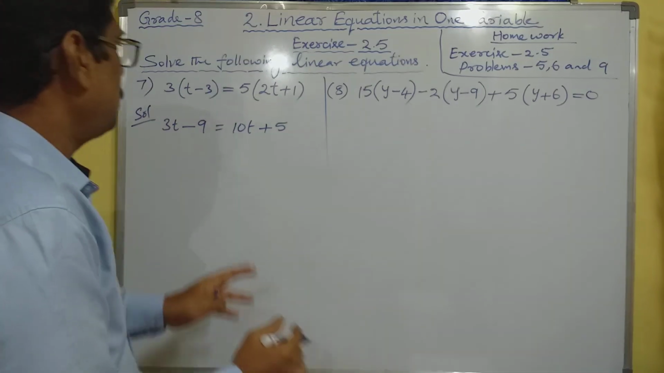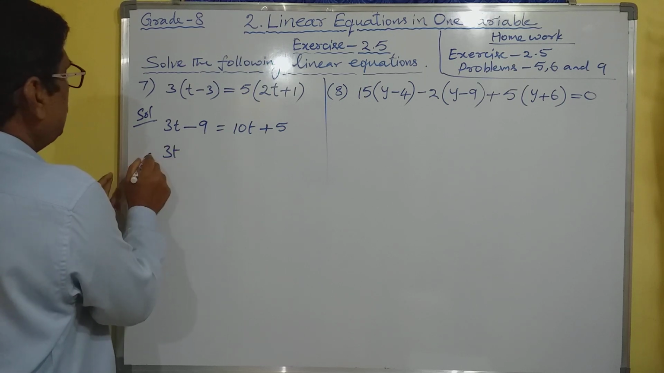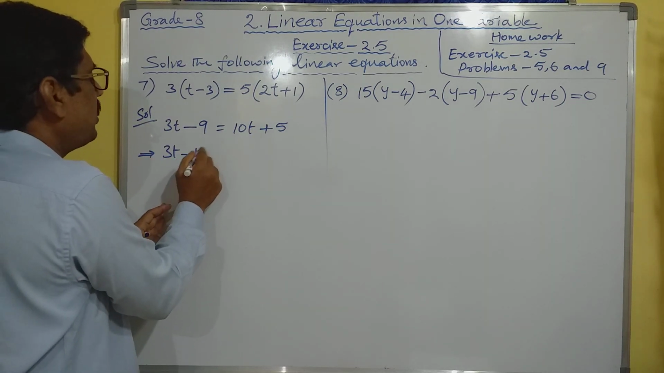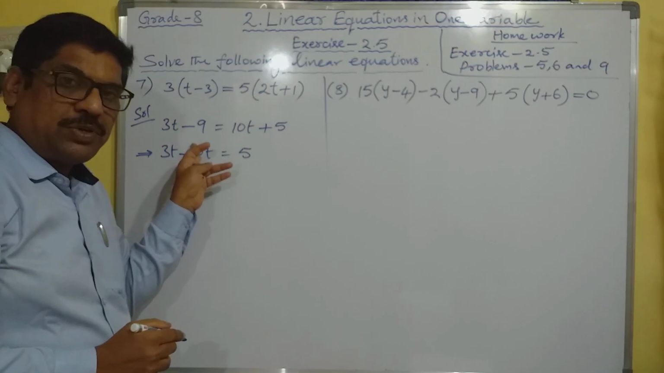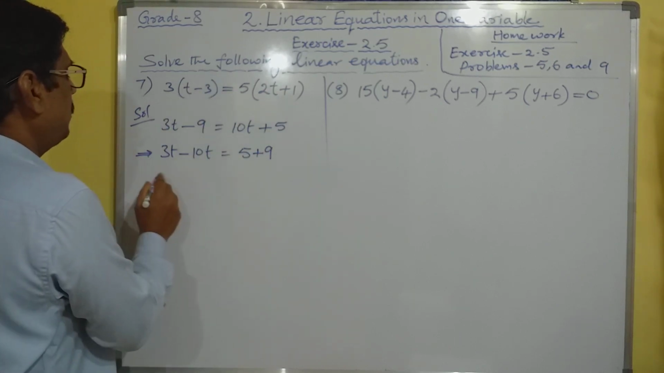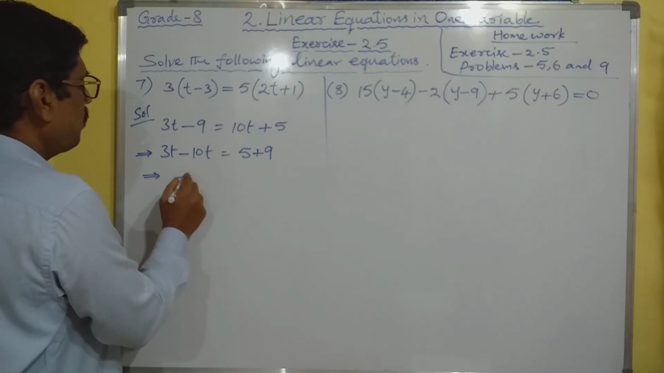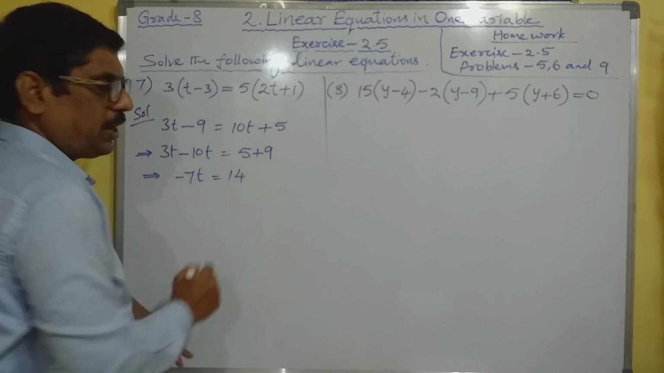Which means we have to shift 10t to the LHS, then 3t. So 10t, if you transpose it to LHS, becomes minus 10t, and here there is 5, and minus 9, if you shift from LHS to RHS, it becomes plus 9. So 3t minus 10t, which is minus 7t, is equal to 5 plus 9, which is 14.